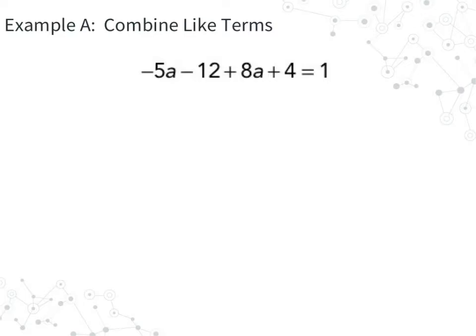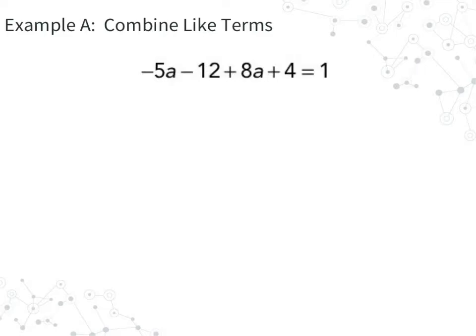Here in example A, it says combine like terms. So I've got negative 5a minus 12 plus 8a plus 4 equals 1. Before I solve the equation, I'm going to have to combine my like terms, because I can't just subtract constants, there's two of them, and I can't get rid of coefficients because there's two of them. So I'm going to go ahead and do that first.